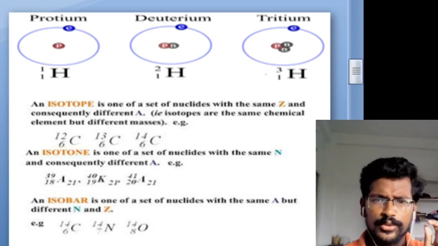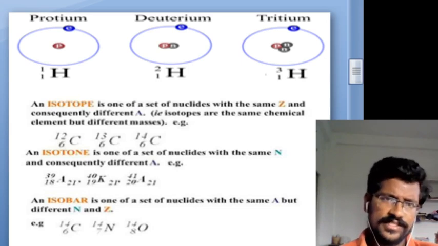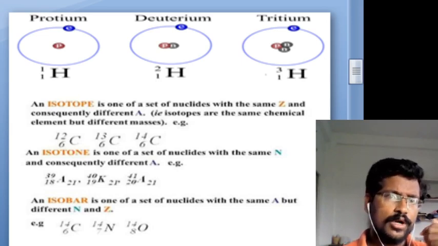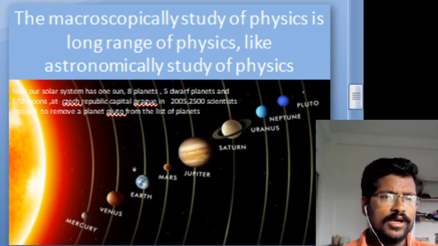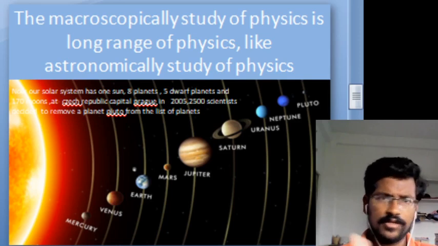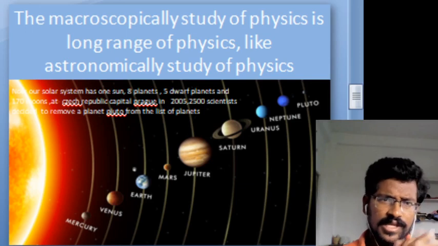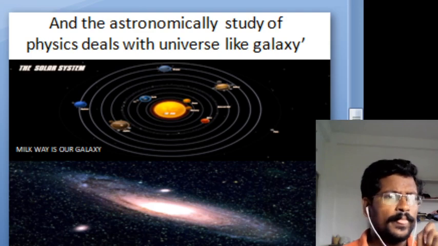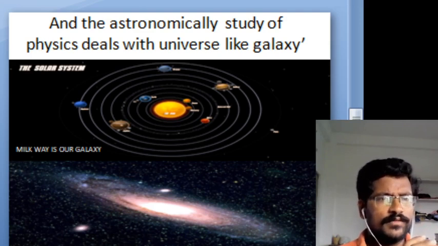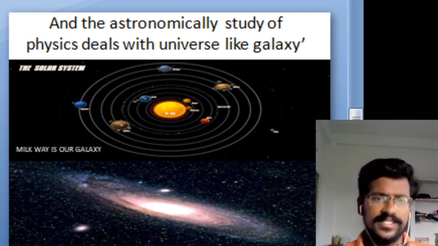Now we are going to the macroscopic study of physics. We already said it is the long-range study of physics, like the astronomy study of physics. Now we are looking at this slide. This is the astronomy study of physics, which deals with the universe, like galaxies.